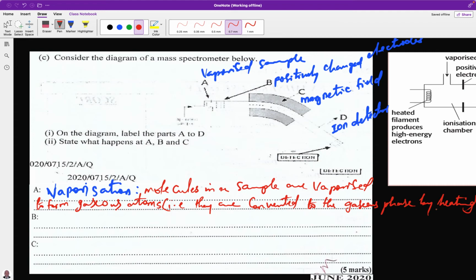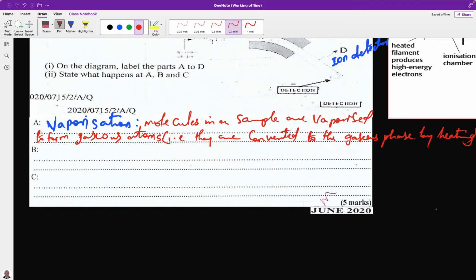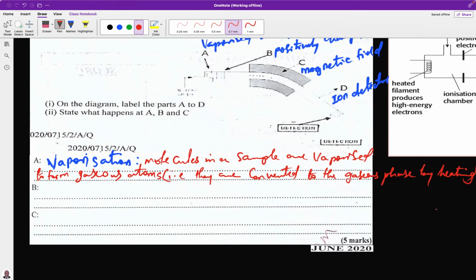Or you can say they are converted to the gaseous phase by heating. Finish. You go now to the second part of it. They say, okay, the second part of it is B. Remember, when you now convert molecules to atoms, the next thing will be ionization. So B will be ionization and acceleration.